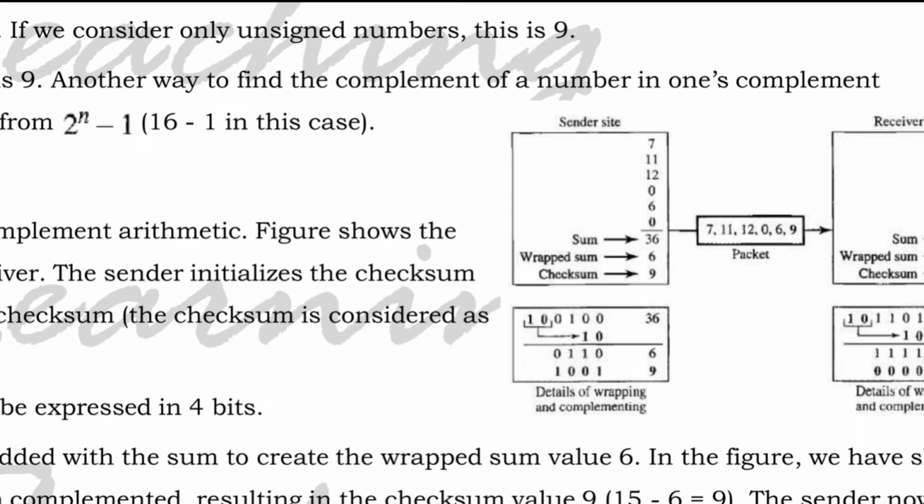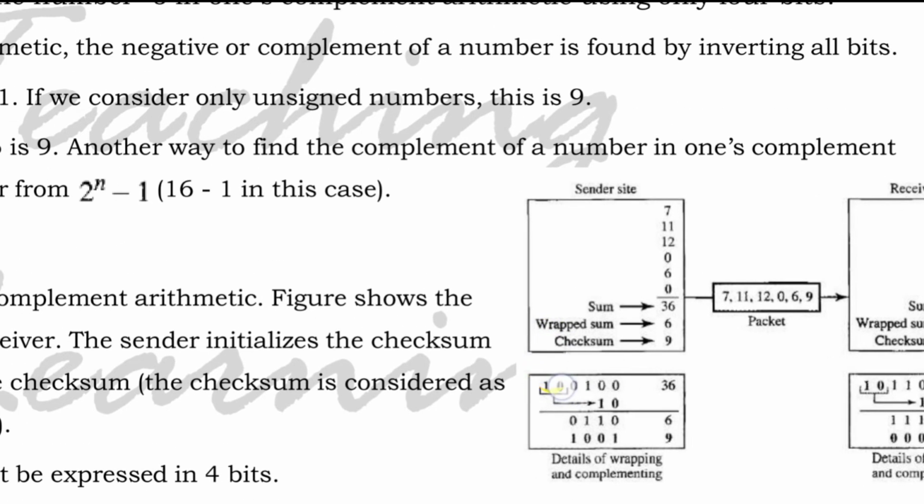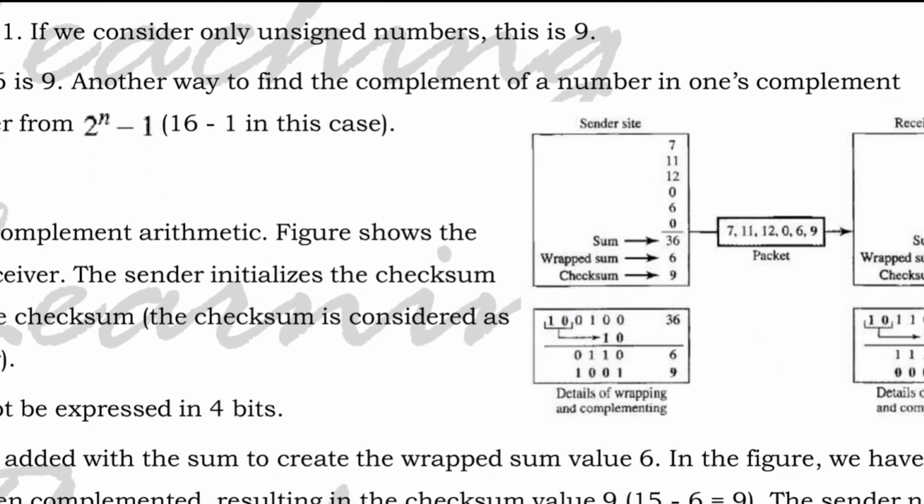So this is sent to the receiver side. We will send a packet of data 7, 11, 12, 0, 6 and 9, where 9 is the checksum. The details of wrapping and complement are given here. You can check that 1 0 is added with 0 1 0 0 and we will get 6, and then it is complemented.